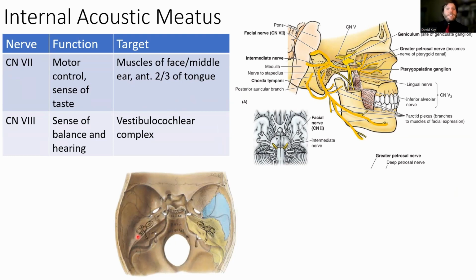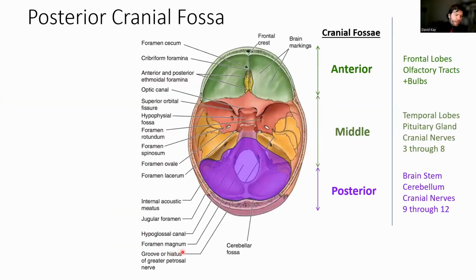which enters the internal acoustic meatus and then goes straight to the vestibulocochlear complex to provide the special senses of balance and hearing. Now that we've finished up the first two cranial fossae, we're moving to the posterior cranial fossa, which has two main foramina we're going to talk about. We're not going to talk about the foramen magnum because that's the brainstem and spinal cord exiting.